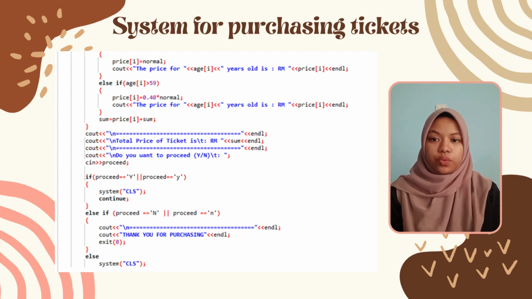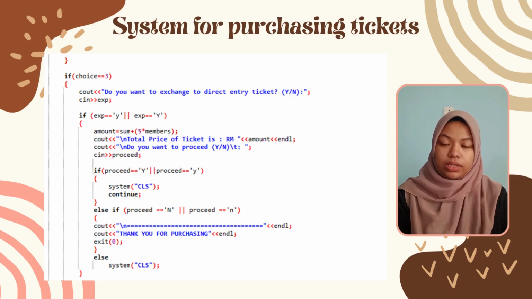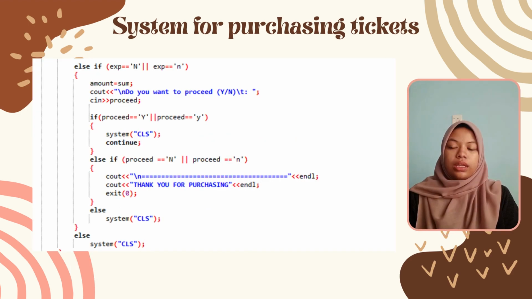And if the customer wants to proceed next with yes, the system closes and continues with choice 3. If choice 3, the customer can exchange the ticket to direct entry tickets, where the system will calculate the charge for direct entry that is 5 per person and also display the new total for the ticket purchase, while if they proceed with no, it will display thank you for purchasing. And else if no, the system will display the normal sum of the tickets that the first customer had purchased. And if they proceed again with yes, the system closes, and if no, the system will display thank you for purchasing.